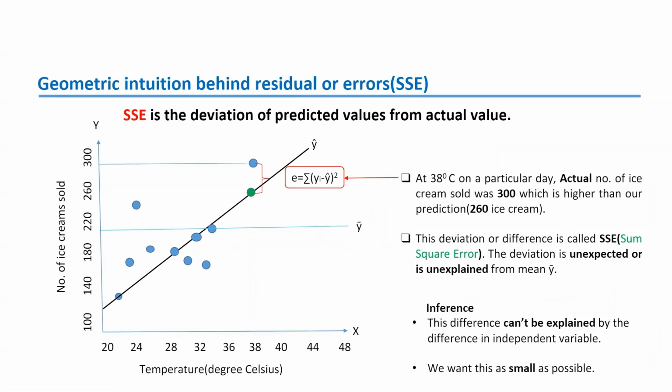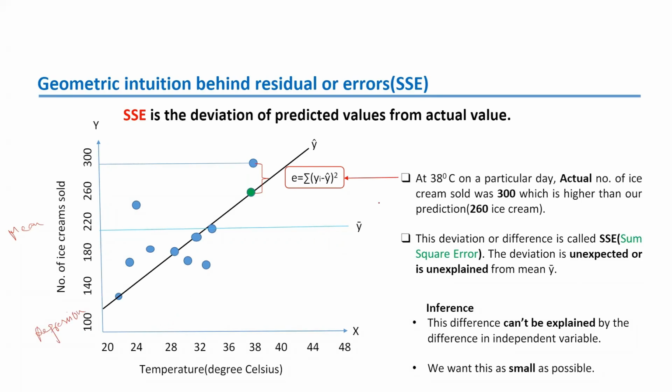Next is sum square due to error. Now this is your mean line. Try to understand. 1 second. Yeah. So this is your mean line. And this is your regression line.